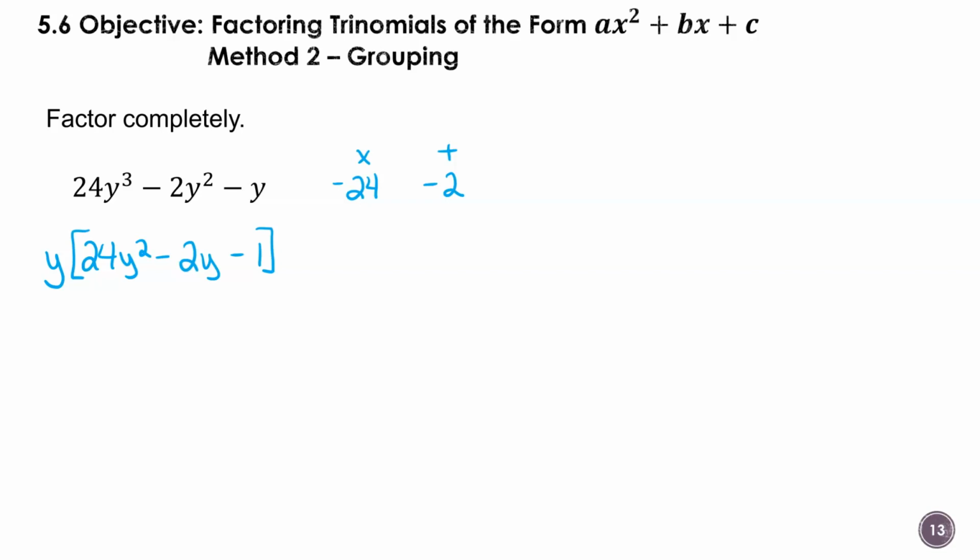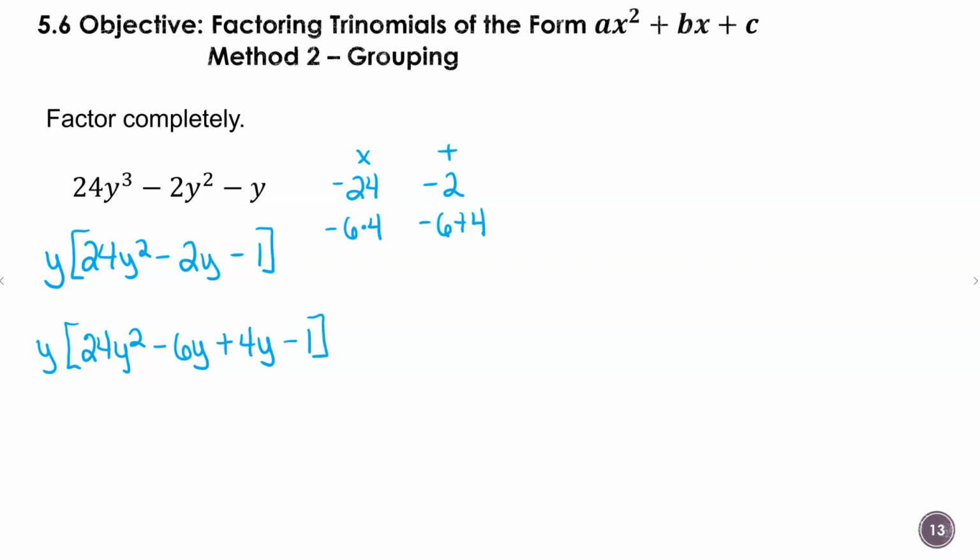This one pops out at me pretty easily, right? Negative 6 and 4, because negative 6 plus 4 is negative 2. Now, 24 has several factors, so you might have to go through the process to come up with these. Okay, so 24y squared minus 6y plus 4y minus 1.